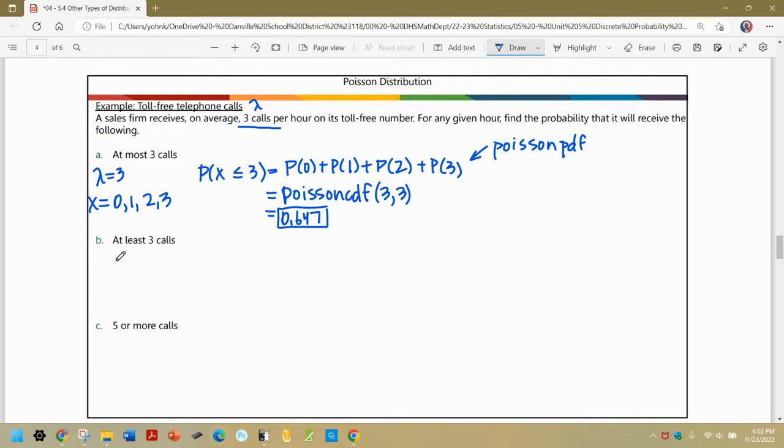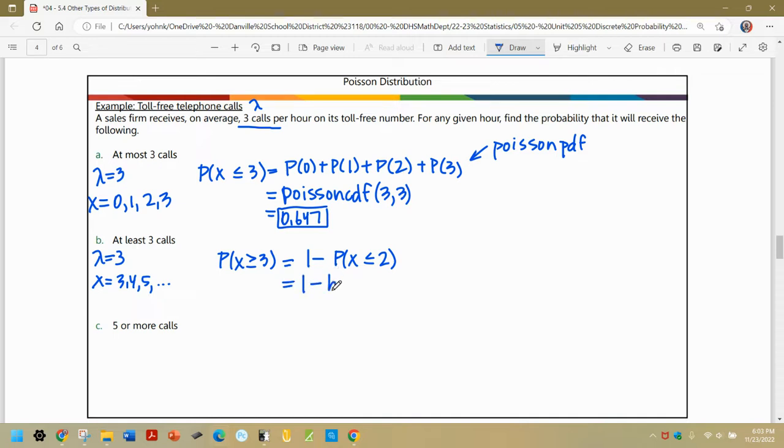Letter B, at least 3 calls. Well, at least 3 calls means greater than or equal to 3. My lambda is still 3, but my x values now are going to be 3 and 4 and 5 and so on. I don't know where it's going to stop. So here we need to definitely do 1 minus the probability that x is less than or equal to, well, if it's not 3 and higher, it's 2 and lower. So I can do 1 minus the probability that x is less than or equal to 2.